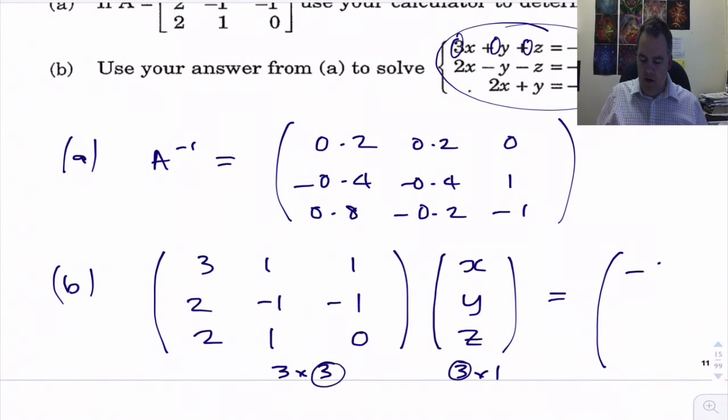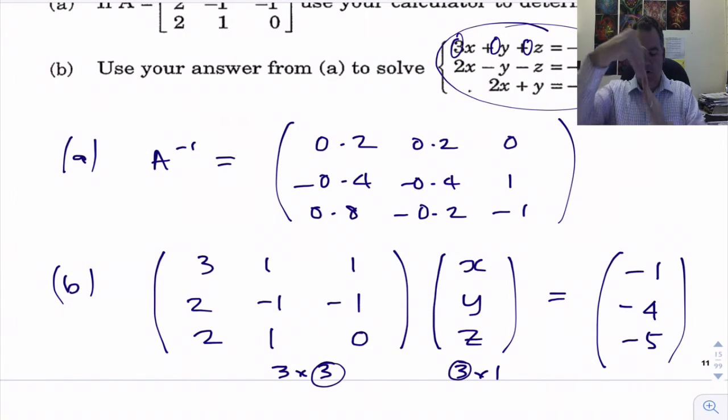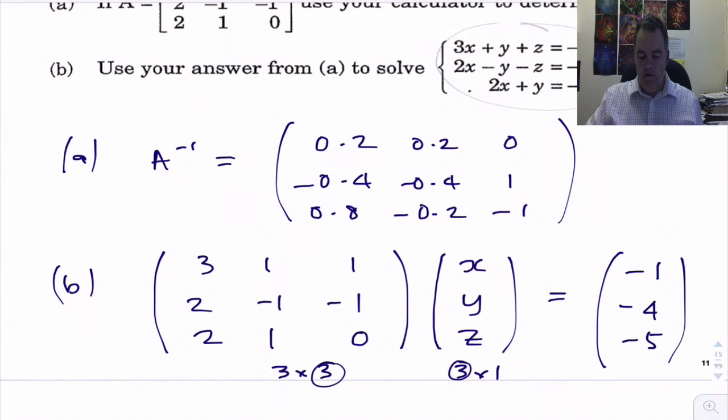These numbers are the same, so that's all good, and we're going to get a 3 by 1 matrix. And that is the answer: negative 1, negative 4, negative 5. Now, if you check that, you'll see 3, 1, 1, turn it on its side, 3x plus y plus z equals negative 1. You can see that that system of equations up here is now represented really nicely by this matrix down here.